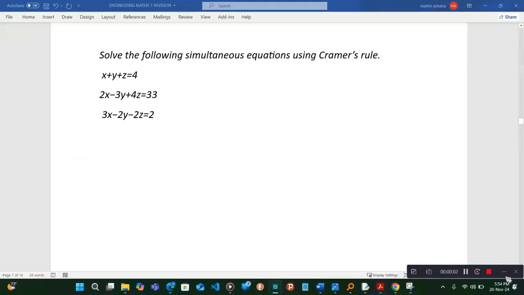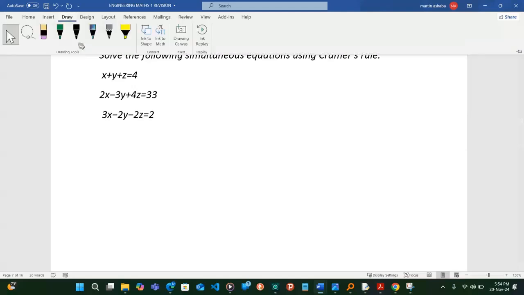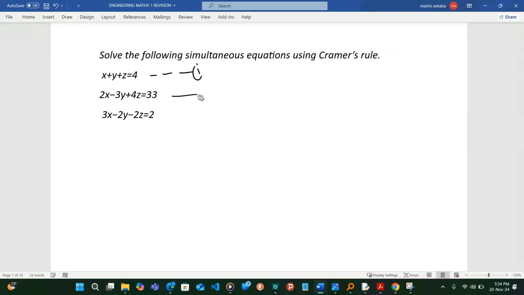So we have a problem that requires us to solve simultaneous equations using Cramer's rule. So this is equation 1, equation 2, equation 3. So first of all, what we do, number 1, is that we write the main matrix.